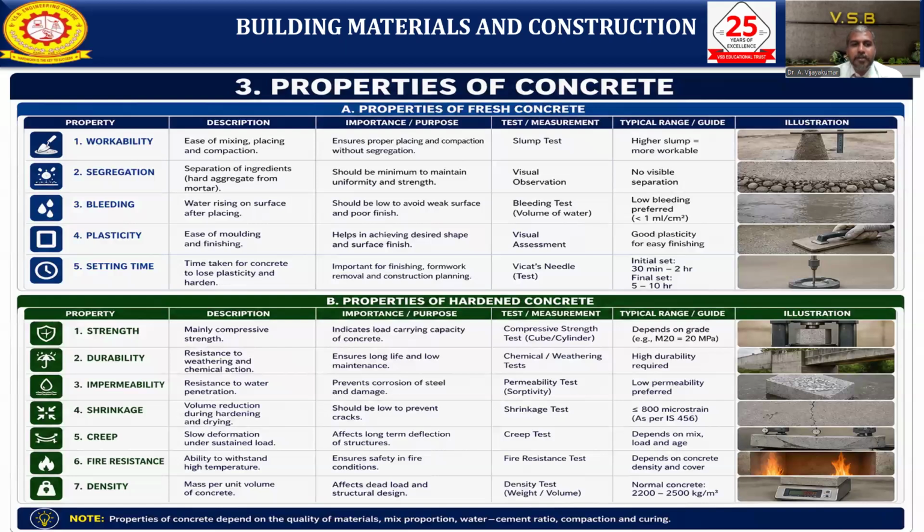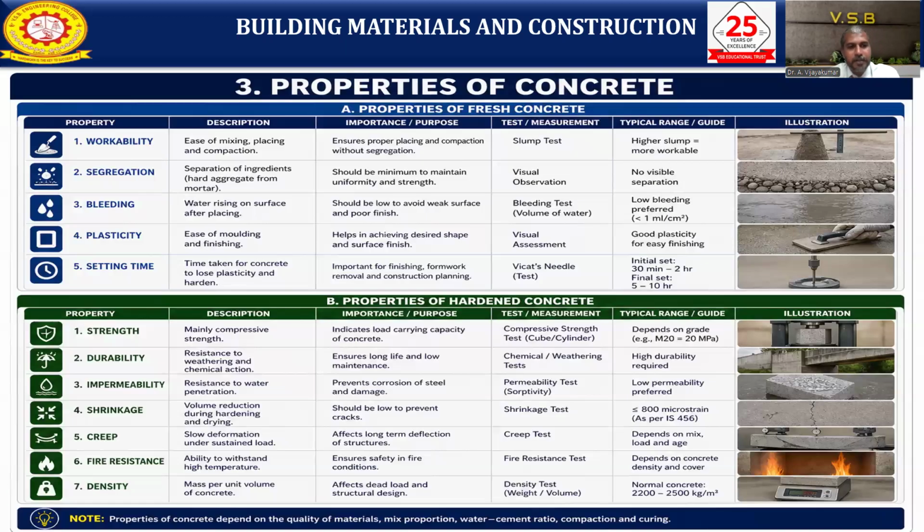Setting time is the time taken for the concrete to lose its plasticity and harden. It is important for finishing, formwork removal, and construction planning. For measuring setting time we use the vertical needle test. The initial setting time is 30 minutes to 2 hours, and the final setting time is 5 to 10 hours for concrete. These are called the properties of fresh concrete.